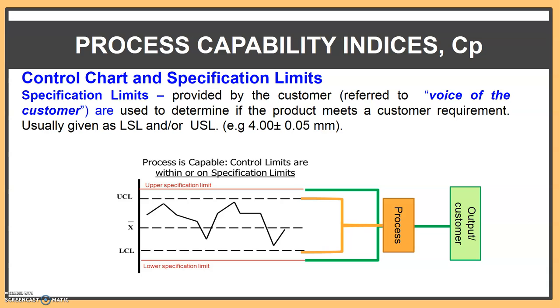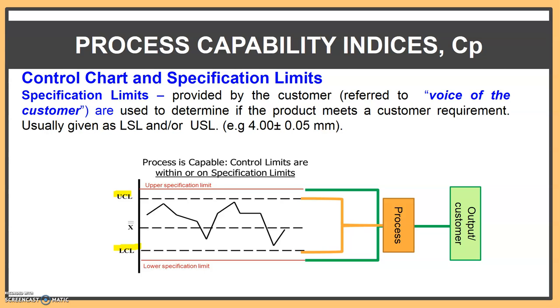Besides the UCL and LCL, another important limit is the specification limit, which is provided by the customer. Also considered the voice of the customer, it is used to determine whether the product meets a customer requirement.